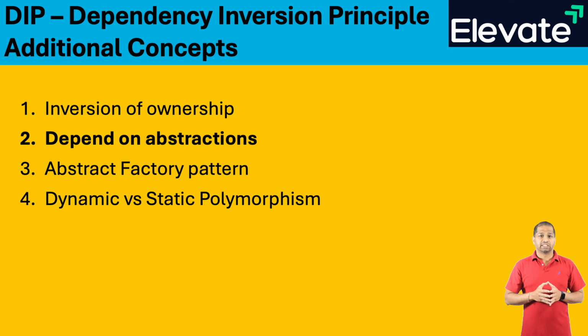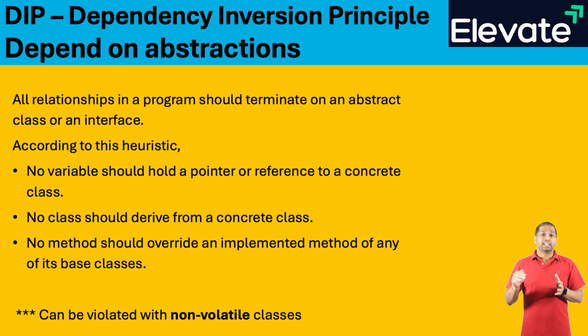Depend on abstractions. This idea indicates that you should not depend on a concrete class, that all relations in a program should terminate on an abstract class or an interface. According to this heuristic, no variable should hold a pointer or reference to a concrete class. No class should derive from a concrete class. No method should override an implemented method of any of its base classes. Certainly, this heuristic is usually violated at least once in every program.